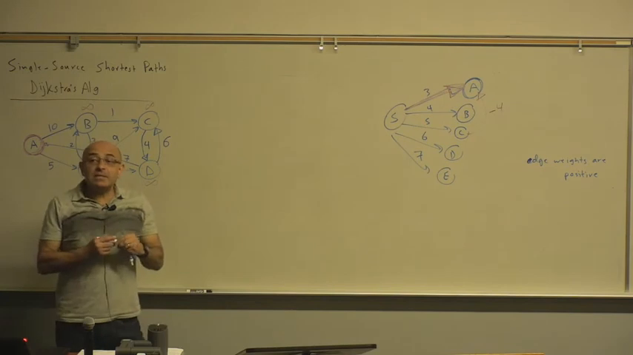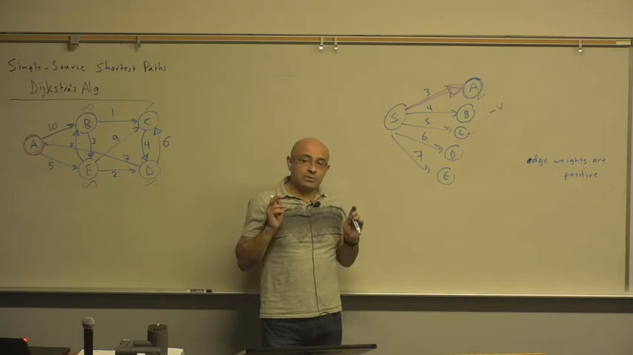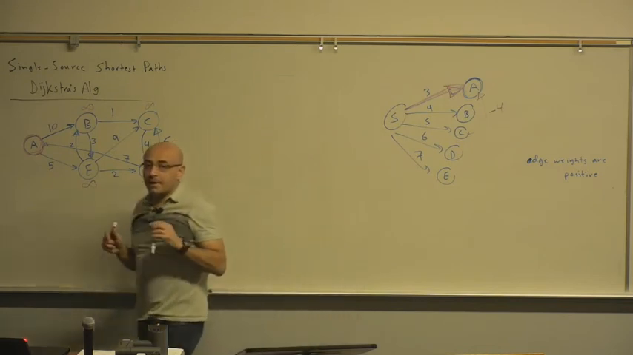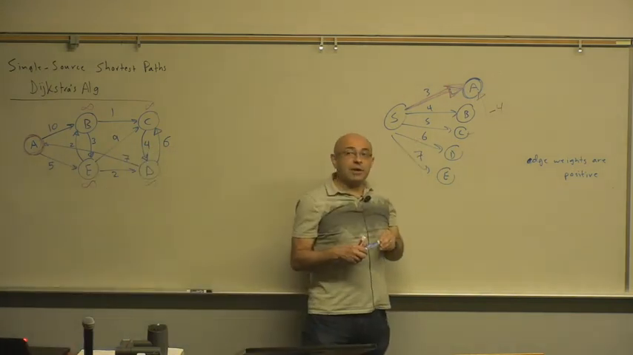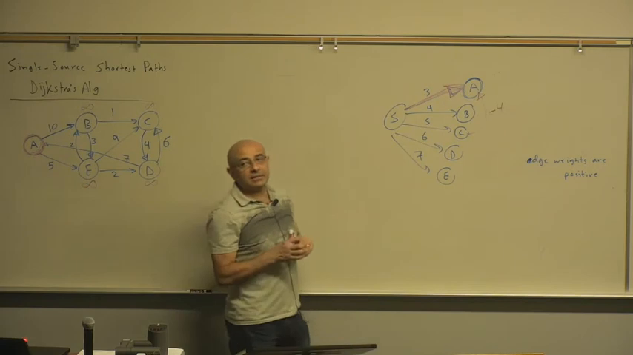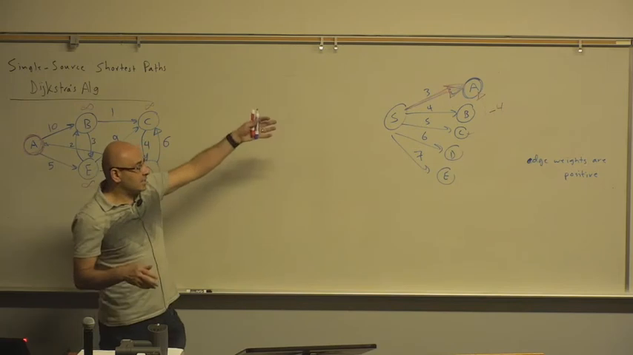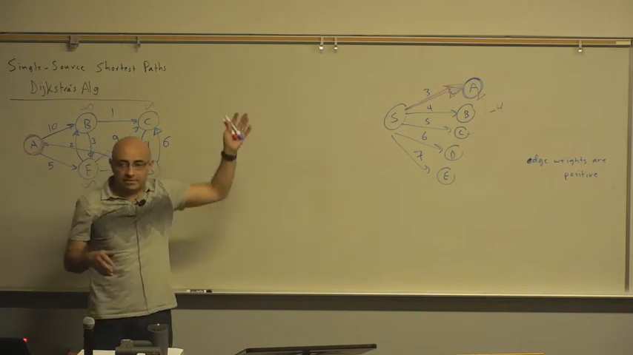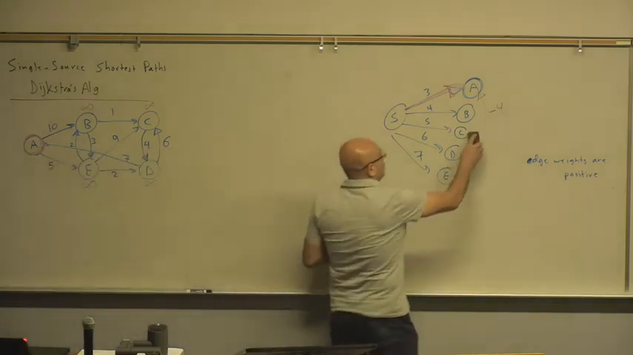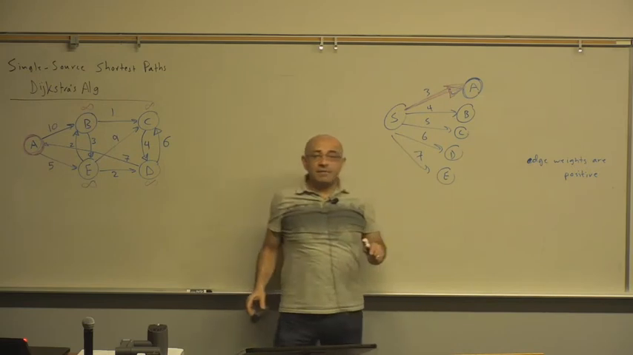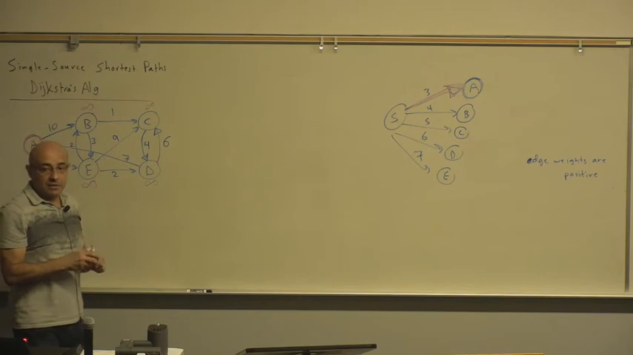So what does it mean? This means that Dijkstra's algorithm is a valid algorithm for solving the single source shortest paths problem only if edge weights are non-negative. If you have negative edge weights, then Dijkstra's algorithm may fail. And this is just a simple example that shows that it fails. So you can use Dijkstra only if you do not have negative edge weights. If you have negative edge weights, we will study another algorithm for solving this problem.